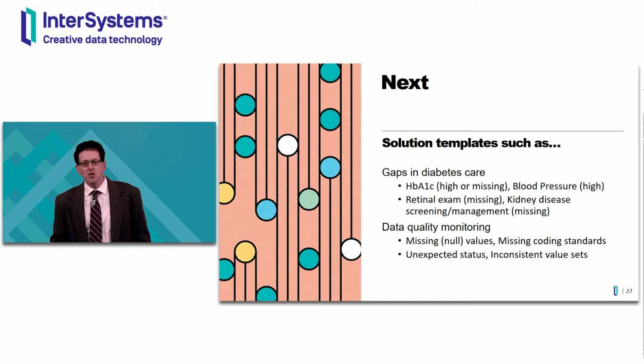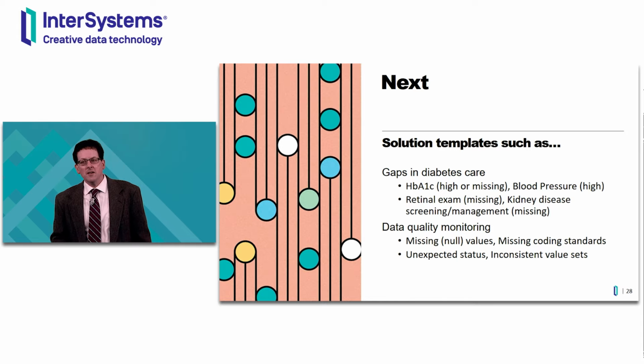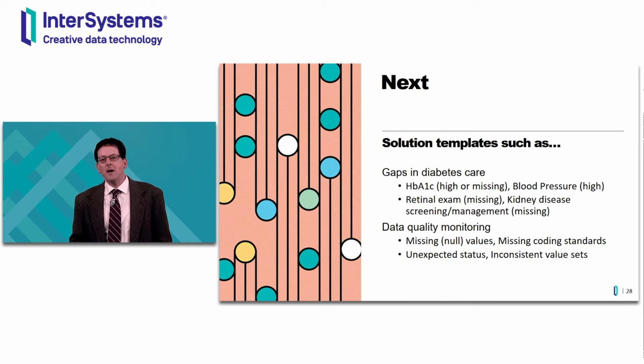You have to find patients with hemoglobin A1Cs that are high or missing, with high blood pressure, with retinal exam where the documentation is missing, and with missing screening or management for kidney disease. And when you find a gap, you also have to make sure it's a gap in care, not a gap in the data.